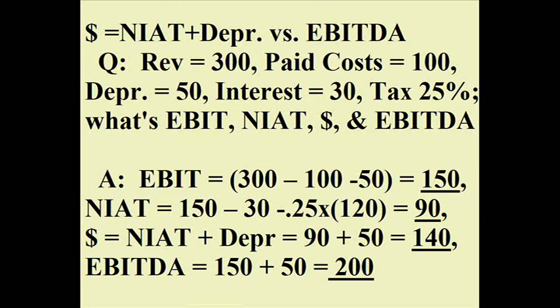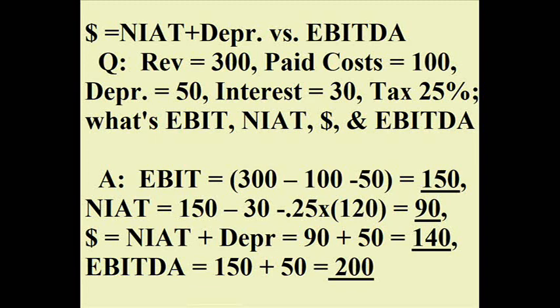Well, let's first of all figure out the EBIT that shows in an accounting statement. Well, that's the revenue coming in 300, costs going out 100, plus the depreciation, that's another 50, gives us a net 150. Well, for the net income after tax, we're going to have to subtract first of all the interest expense and the tax. Now, what was the 150 and the 30? A net 120, tax bracket a quarter, that's another 30. 30, 30, 60 from the 150 gives us 90.